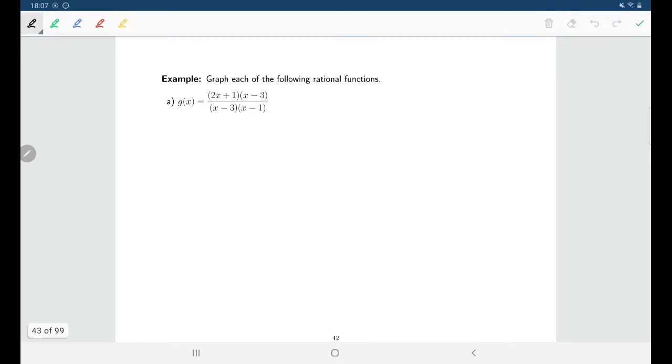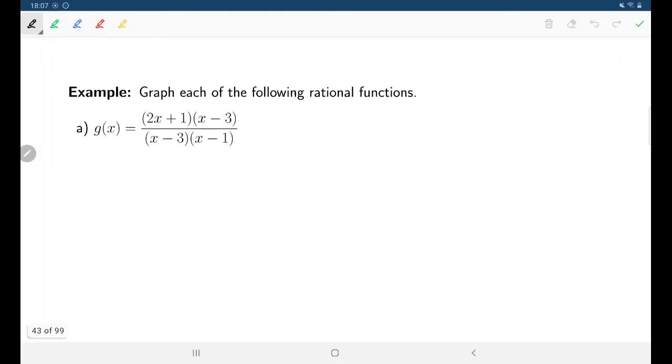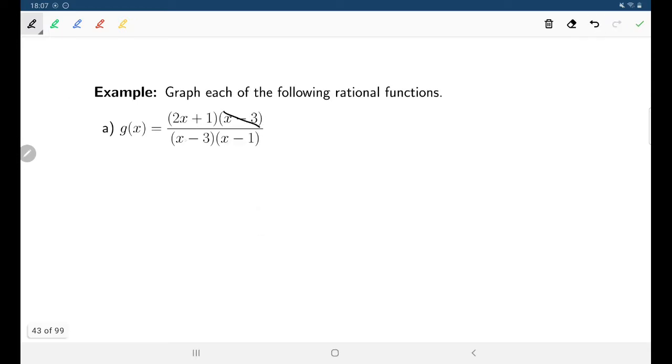So let's take a look at a nice rational function here. G of x, relatively straightforward because it's already been factored for us. And we can see that the x minus 3's here cancel.